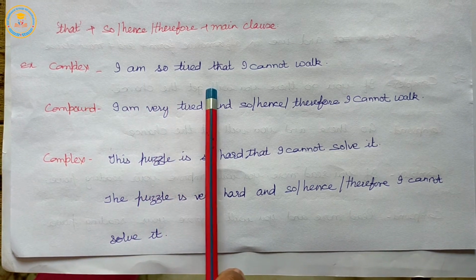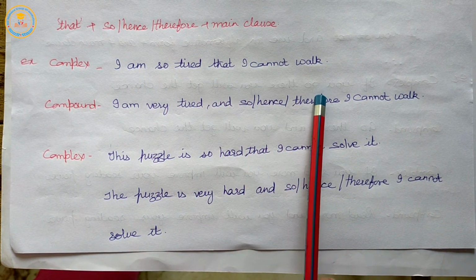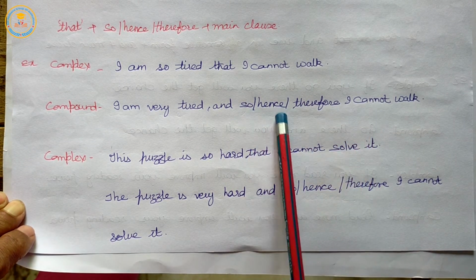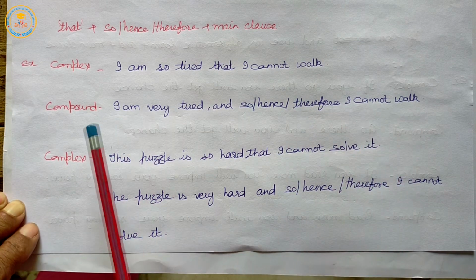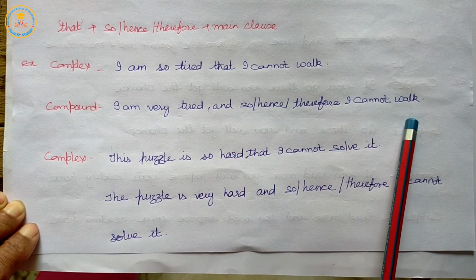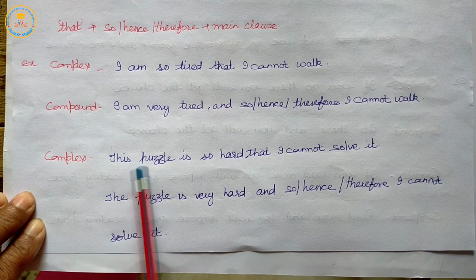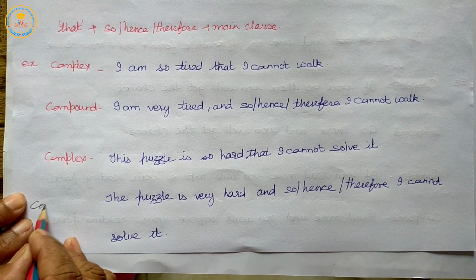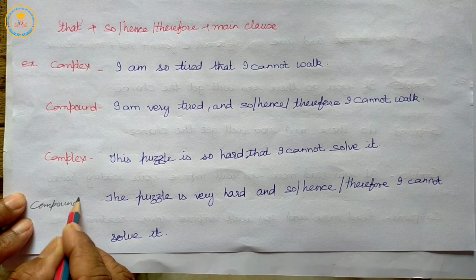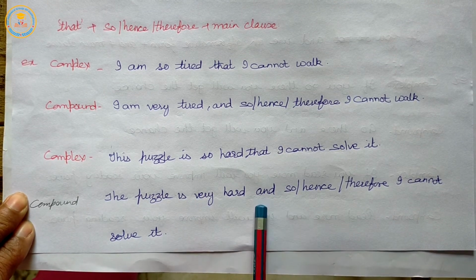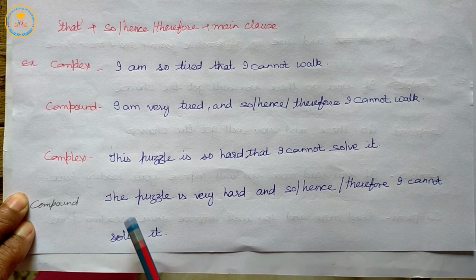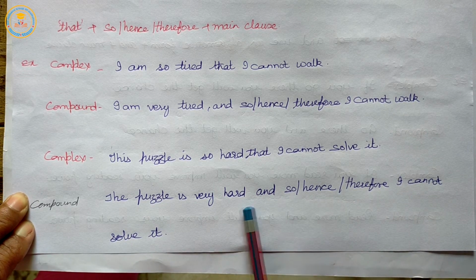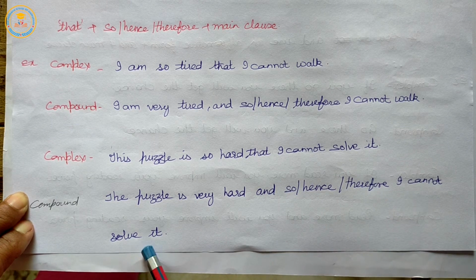I am so tired that I cannot walk. I am very tired and so, hence or therefore I cannot walk. I am very tired and therefore I cannot walk. This puzzle is so hard that I cannot solve it. Then the compound sentence will be, the puzzle is very hard and so I cannot solve it. The puzzle is very hard and hence I cannot solve it, or so therefore I cannot solve it.